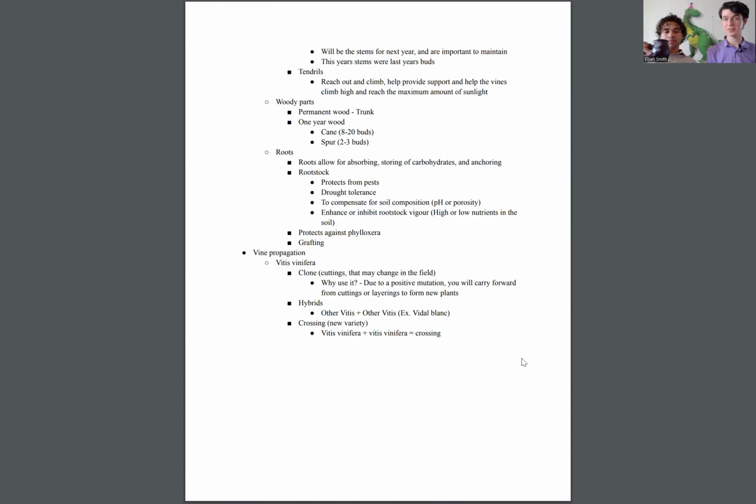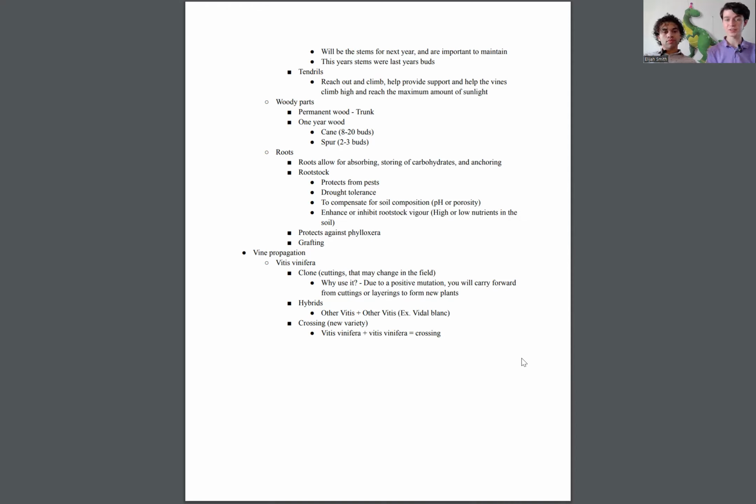After the clone, you have hybrids. Right. So you have Vitis and Vitis. The biggest example is Cabernet Sauvignon is the child of Sauvignon Blanc and Cabernet Franc. You take two Vitis and you cross them together and see what happens. Pinotage, Pinot Noir, and Sanso, stuff like that.